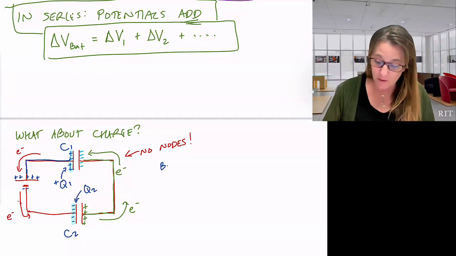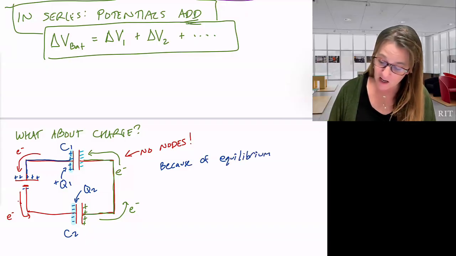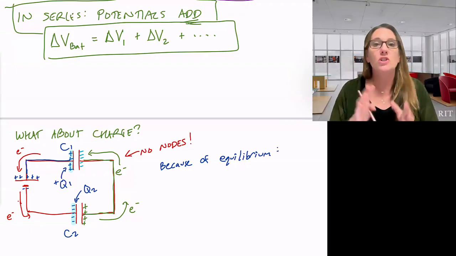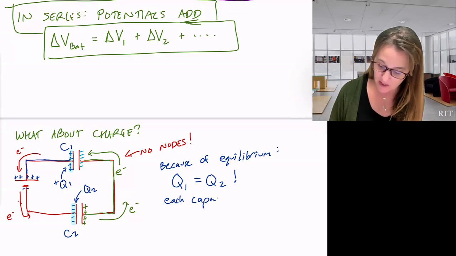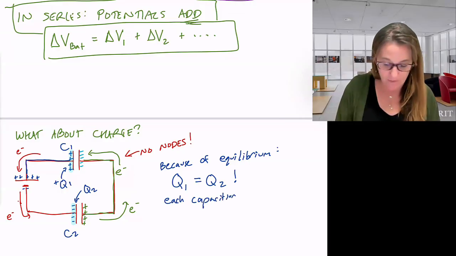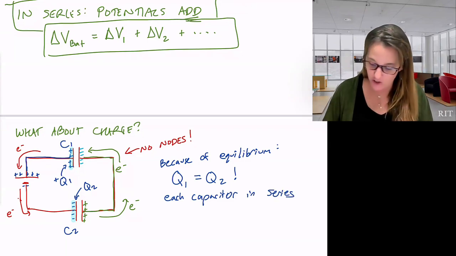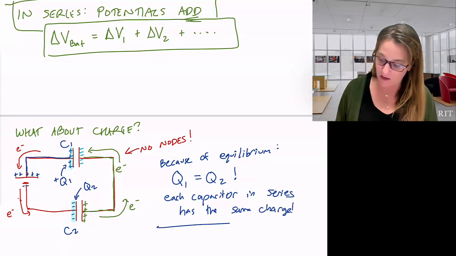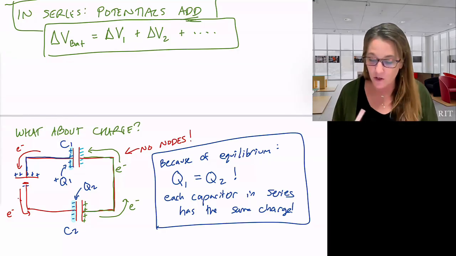And because of equilibrium, all these charges are going to have to orient themselves. We're going to need the charge on each of them to be the same. So Q1 is going to be equal to Q2. Each capacitor in series has the same charge. Which is a really great result. So that's going to be in series.